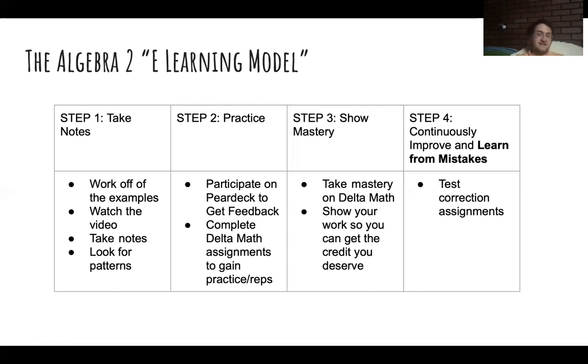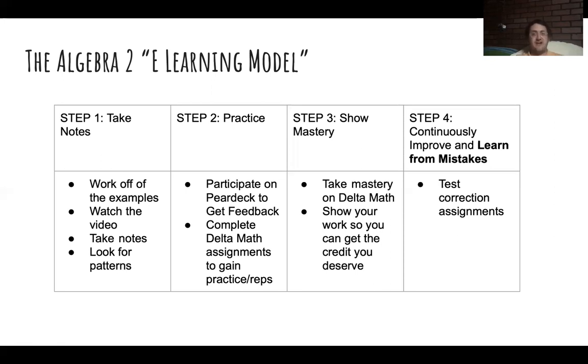Step two is practice. So you should be participating in the peer deck to get feedback. And Delta Math assignments are there to give you the repetition that you need to master the skills. And even if you don't get the green check mark the first time, sorting through and reviewing your mistakes is going to help you get a lot better and put yourself in a position to where you can really master this material really well. Help you gain some reps.